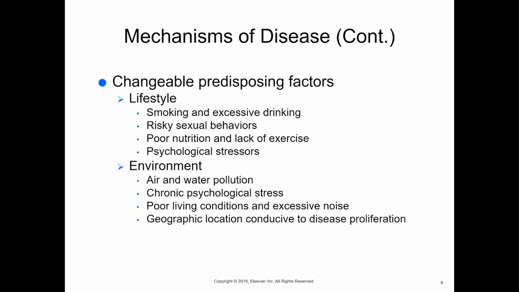The two major things that we can change, though, are our lifestyle and environment, right? We all know that smoking and excessive alcohol consumption is bad. Risky sexual behaviors when it comes to STDs, nutrition, exercise, psychological stress, right? Psychological stress is just as important to our body as physiologic stress. The environment, this is somewhat changeable, somewhat non-changeable, right?